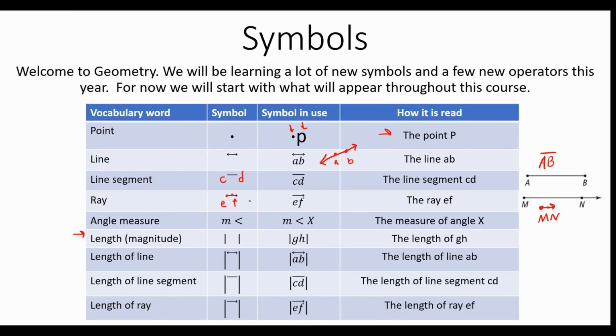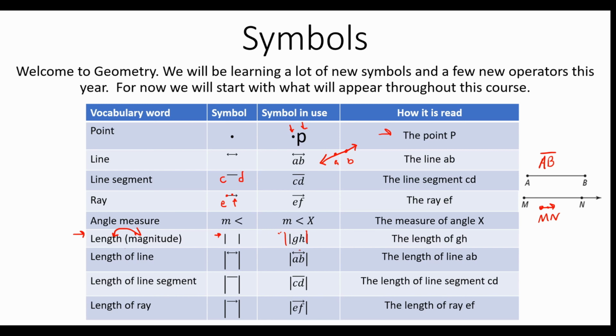So for the rest of the time that you're in math, you are going to most likely be hearing these bars referred to as the magnitude, and the magnitude is synonymous, or it means the same thing as the length. So I would look at this, and I know that this is the length of GH, but I don't know if it's a line segment or a ray, because that has not been denoted. And that's pretty much what these next three cover for us.